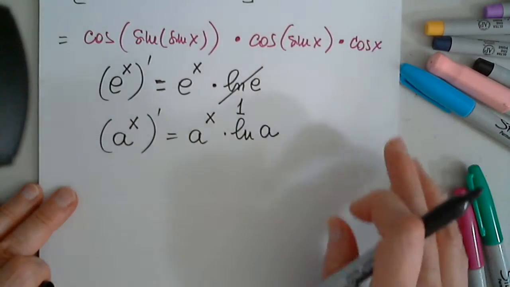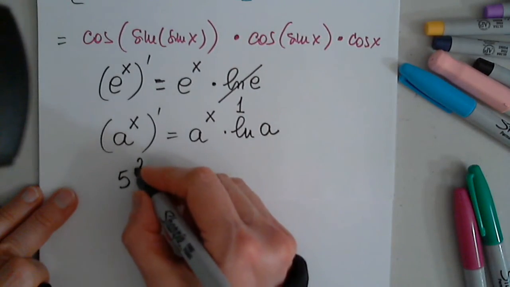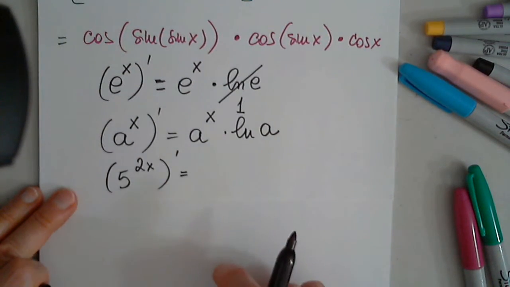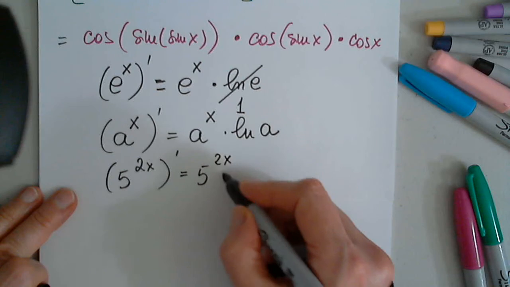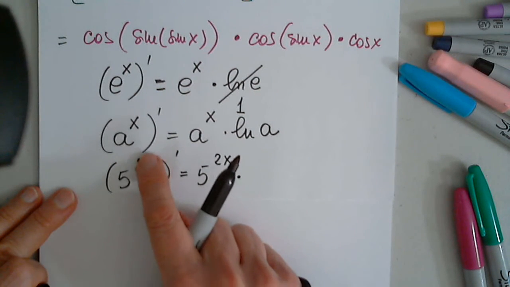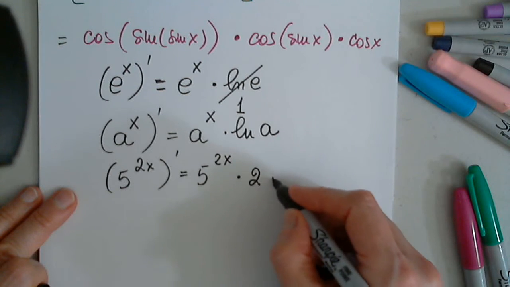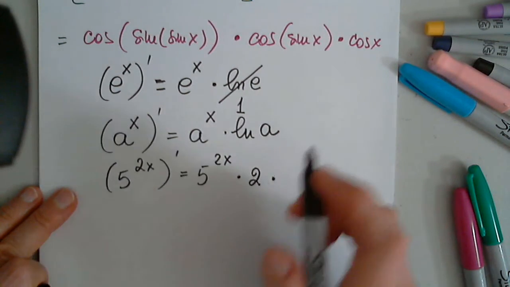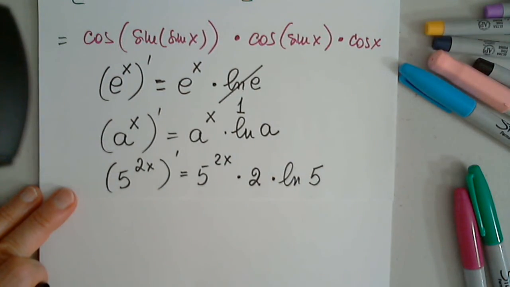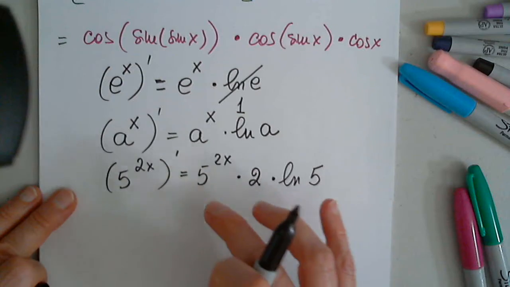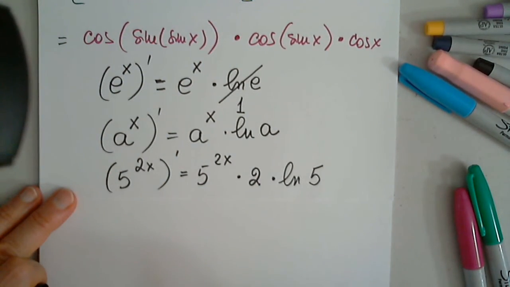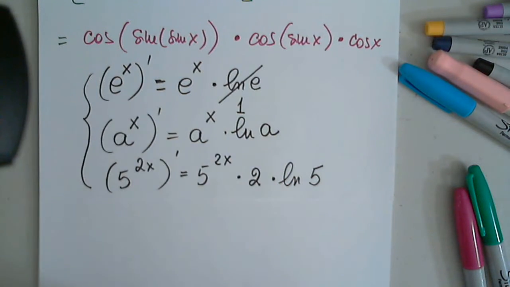So if we want to differentiate, for example, 5 to 2x prime, I have 5 to 2x times the inner function prime, which is 2, times, because this is not e, I have to multiply by natural log 5. Yes, I will put a 2 in front. 2 times 5 to 2x times natural log 5. But notice the difference. If the base is not e, I must multiply by natural log a, or that number, whatever that is. If it's 5, I have to multiply by natural log 5.